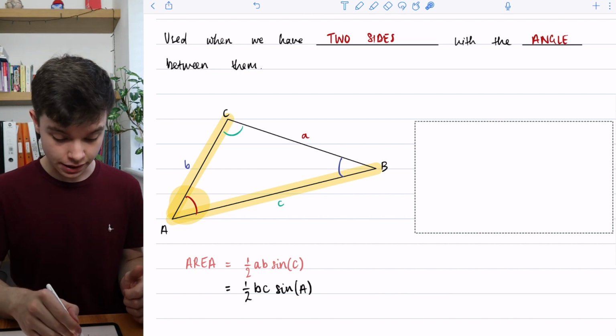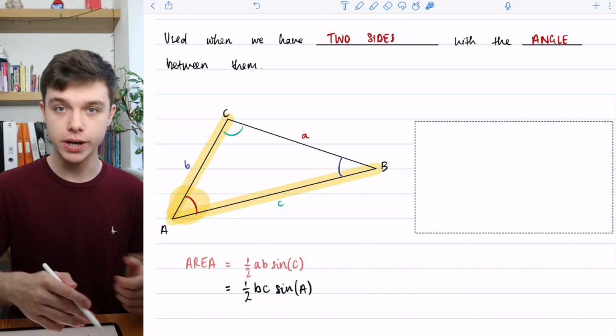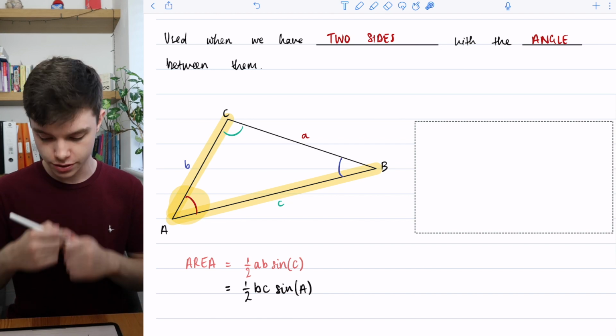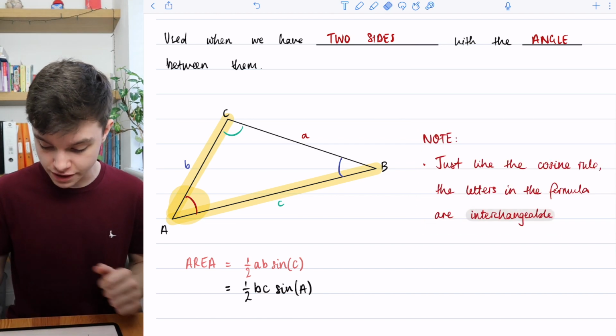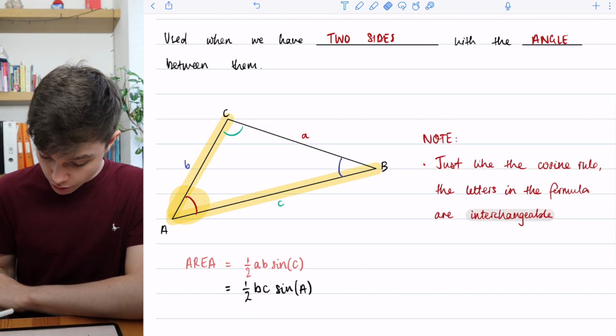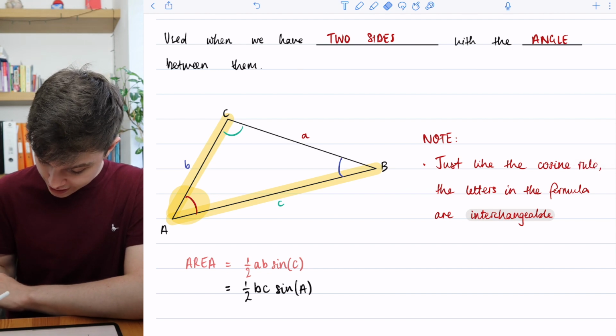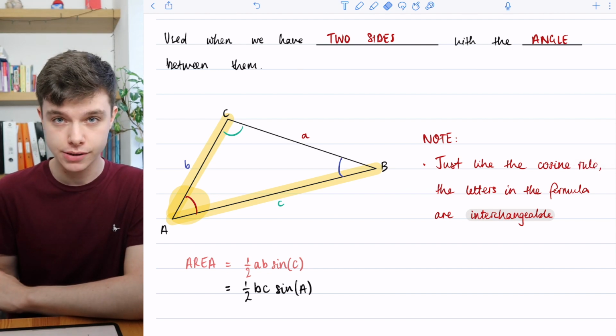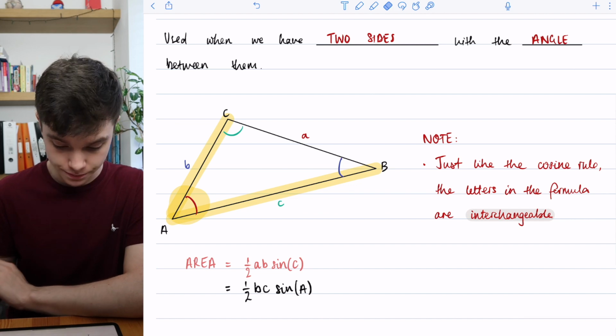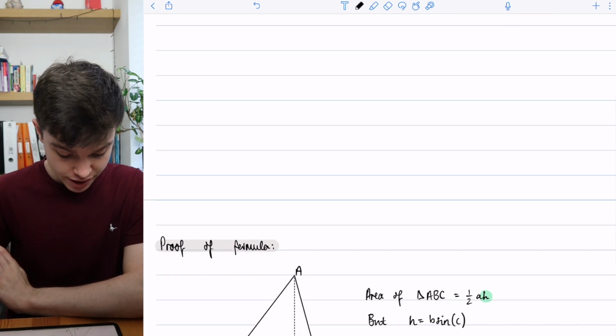You don't have to think about lettering in the formula. You can just think this side and this side and the angle between them and substitute them into the formula. And it says that under this box here. Just like the cosine rule, the letters in the formula are interchangeable, so you can change the letters around. All right, let's have a look at 3 examples then.